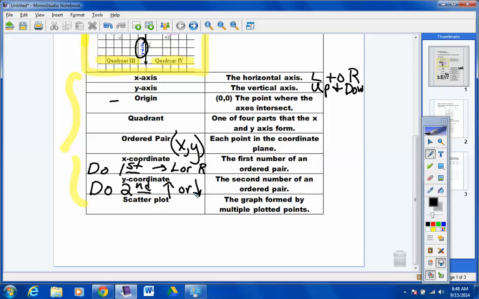And then finally, the last thing you have up here is called a scatterplot. A scatterplot simply is going to be a graph formed by multiple plotted points. You're going to have a lot of points plotted. We're going to have some labels for those graphs, and given the information within those situations, which we'll look at in a second, you're going to try and come up with some kind of inference or statement as to what it is you're trying to get out of that collection of points.